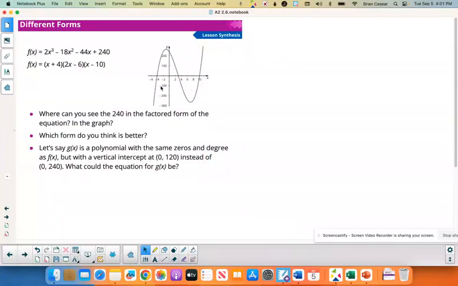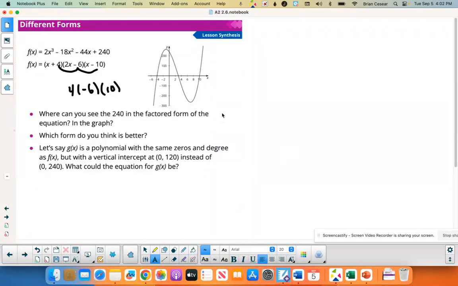All right, so here's two functions here. Actually, they're the same function because they're both f of x. So where can you see the 240 in the factored form of the equation? So standard form, 240 is the constant. So in order to find 240, you got to multiply all your constants together. So 4 times negative 6 times negative 10. And see if that gives me the 240.